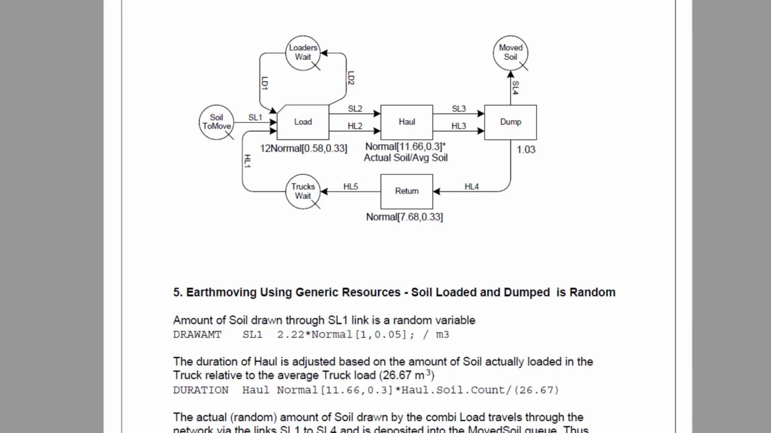No matter what the amount of soil that each truck receives in activity load, that exact amount of soil, which we don't really know how much it is, is transferred into activity haul through link SL2. When we try to compute the duration of activity haul, we can now make the duration of haul be sensitive to the amount of soil that is actually loaded in the truck.